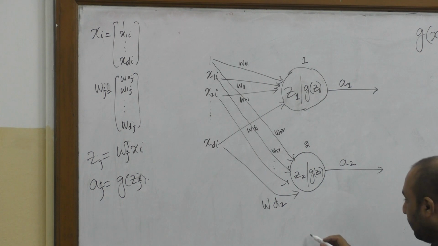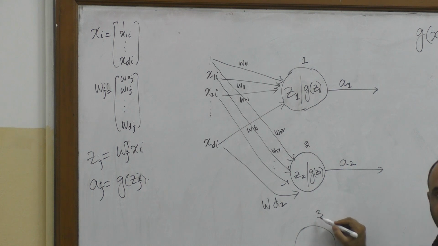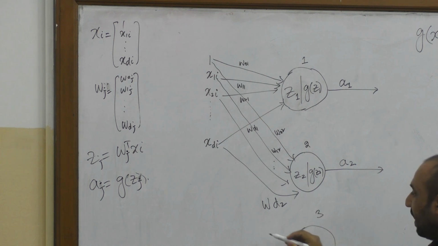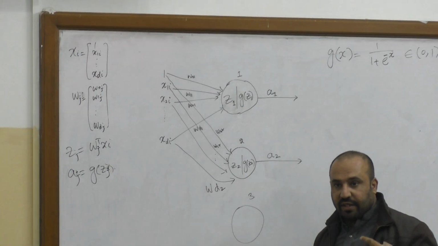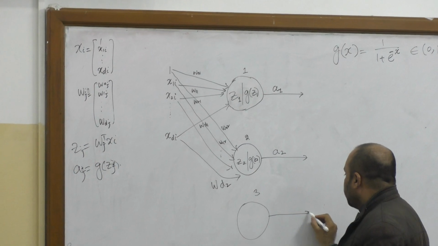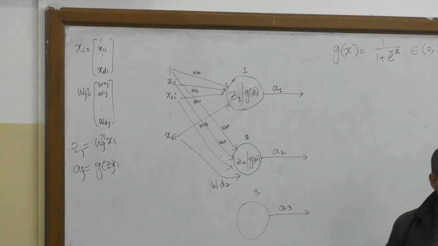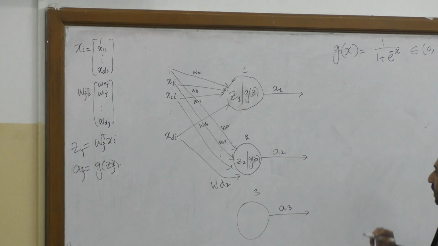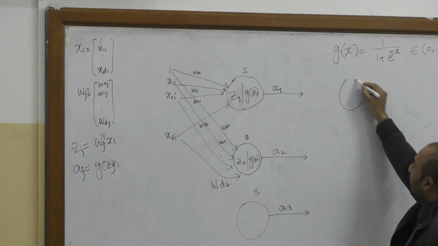Then we have another neuron, might be a third neuron. The third neuron will have weights W03, W13 and so on, and it will give us A3. Make sense? Yes. So then we can have a neuron here.